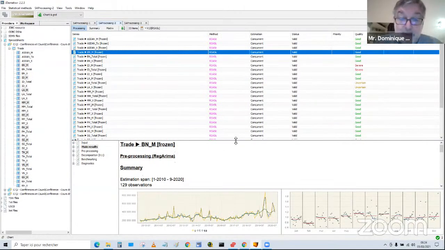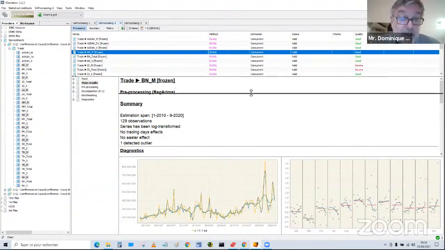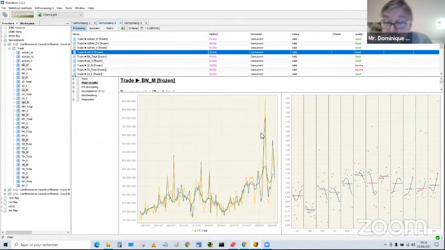Okay, so we will just study, for example, the imports. So here we are in Brunei, okay? What do I see? I see immediately that the series has been log transformed, no trading day effect, no Easter effect, and just one outlier. So what is going on? Let me check with you. Here we do have some outliers in the graph, okay? We see some very, very specific points. So the series is pretty erratic.